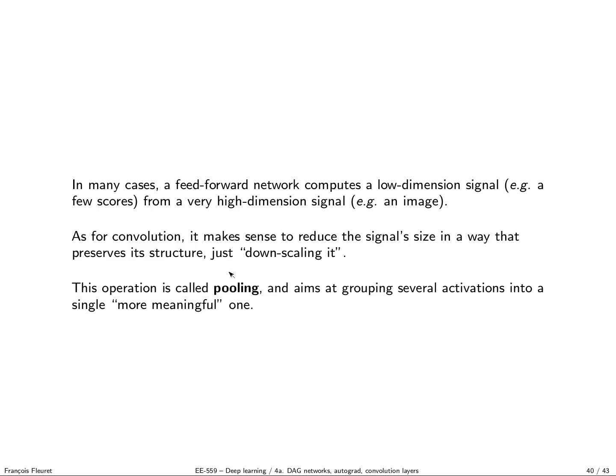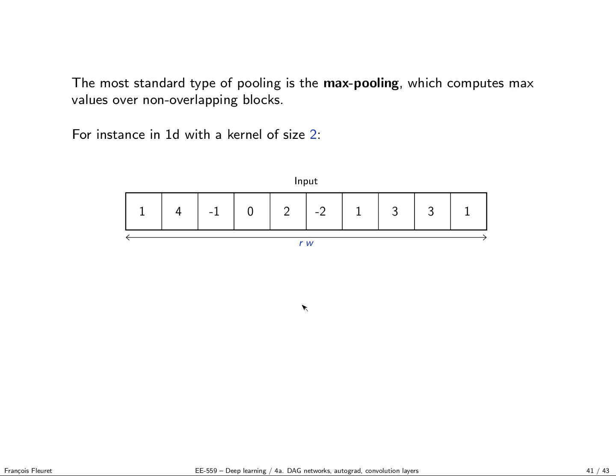But if you want to have a more drastic reduction, so for instance to divide by a factor, you may use pooling. As for convolution, it makes sense to reduce the signal size in a way that preserves structure. So typically, if you interpret your signal as an image, you would like to reduce the image size to rescale it, so that now you are reasoning at a lower scale. This operation is called pooling, which means that you are going to take groups of values to extract a quantity which is probably more meaningful than any of them. So you would like to put them in common to get a single value which has important information content. The most standard pooling is max pooling, which computes the max values over non-overlapping blocks.